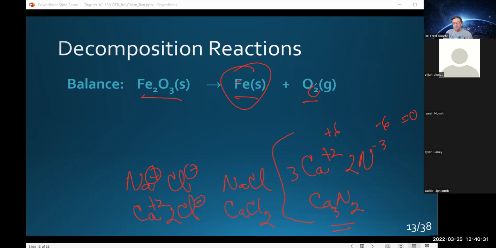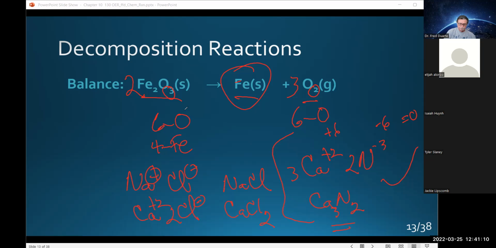Now, with oxygen, I got 2 on the right and I got 3 on the left. So we have a dissimilar number like we did with calcium nitride. So we find a common number, right? If I put 2 in front of iron 3 oxide and 3 in front of oxygen, guess what? My oxygens get balanced, because now I got 6 oxygens on the left and 6 on the right. So they're balanced. What that does is kick up my total number of irons to 4.